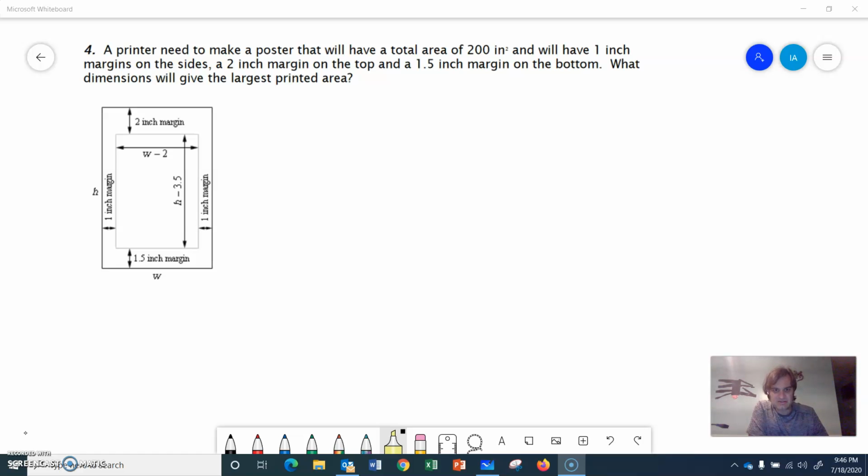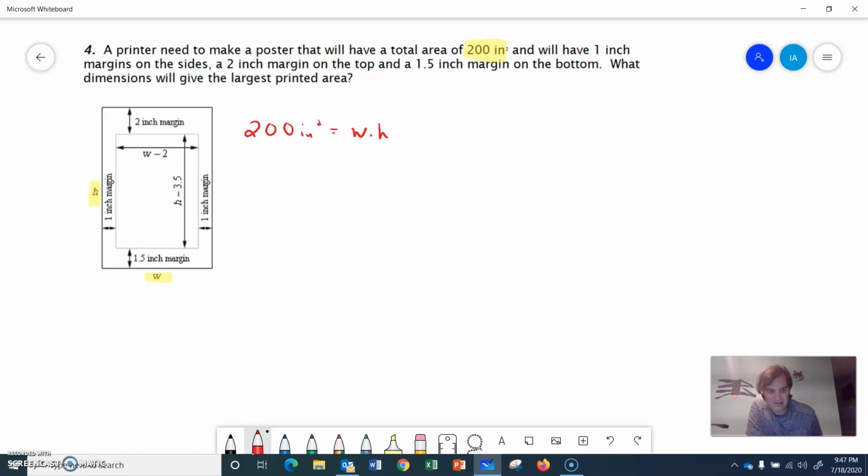Okay. So what we've got to do here is work out the information that we have. First of all, we have an area of 200 square inches. And there's a picture here that goes along with it, and they're labeling the poster as a width and a height. Since we're going to talk about two different areas, let's say that 200 square inches will be the width times the height.